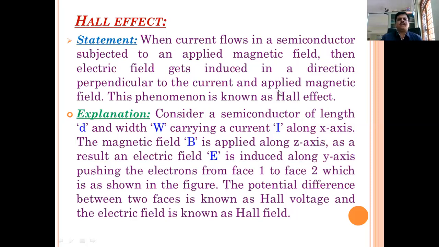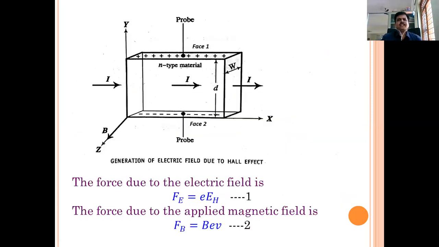So here what we do is we consider a semiconductor slab of length d and width w, carrying a current I along the x direction. It is of n-type material. N-type material usually has majority charge carriers as electrons. Electrons are more in number in the n-type material. And the magnetic field is applied along the z-axis.